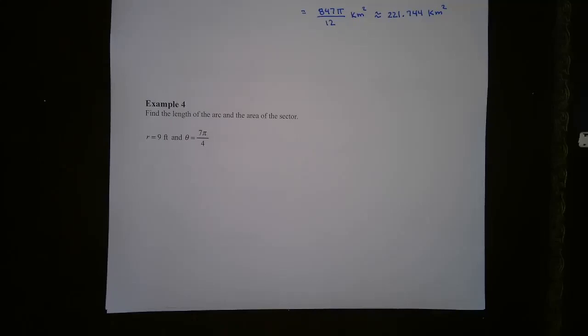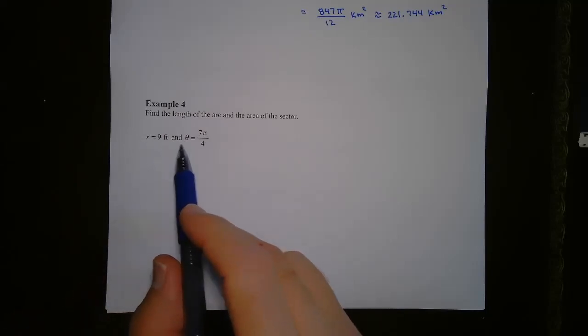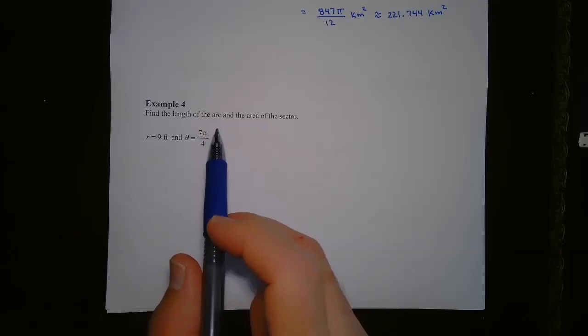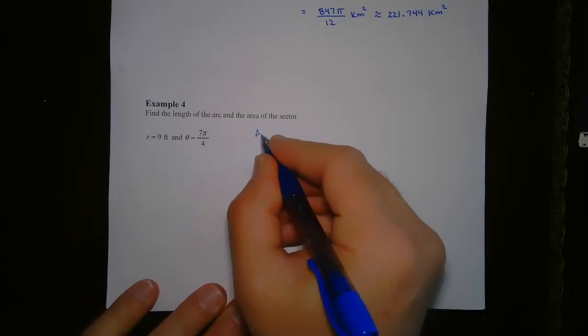Okay, for example number 4, again, we want to find the arc length and the area of the sector, but this time I haven't given you the diagram. I've just given you the information. The radius is 9 feet and the angle theta is 7 pi over 4. So let's find the arc length first.